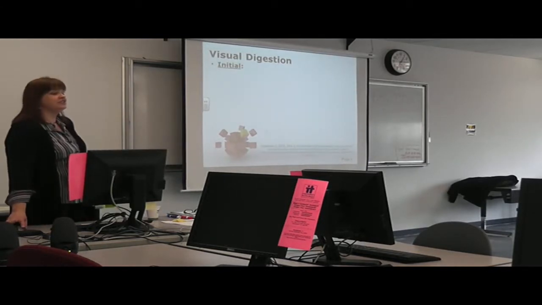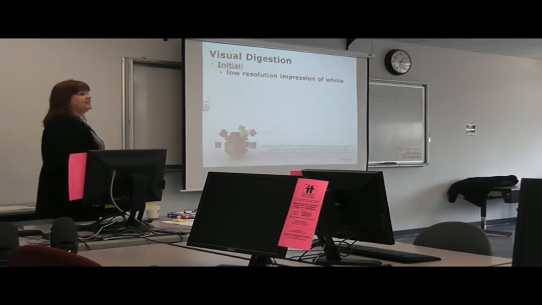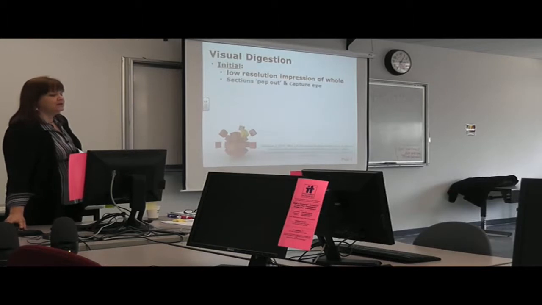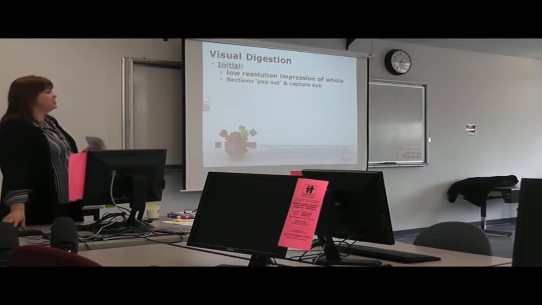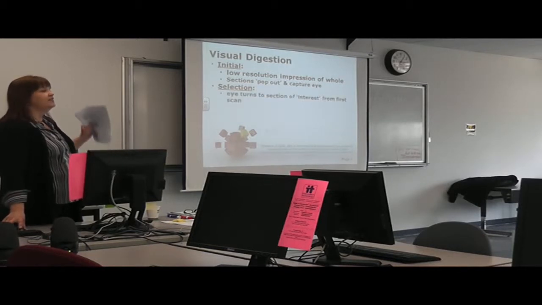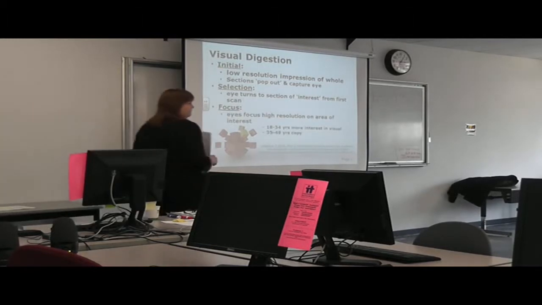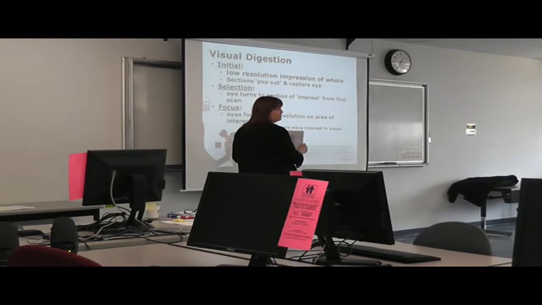They're going to take an initial scan, which will basically give them a low resolution impression of the whole. Then something's going to catch their eye from that low resolution. Something's going to pop out. And then they make a specific selection with their eye. The eye will move to that section. It will then focus on that section. And that's when you get the high resolution. So somebody's actually going to pay attention to what's there, right?